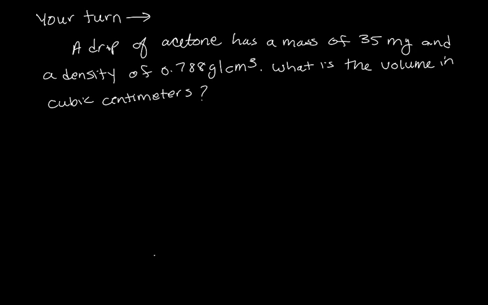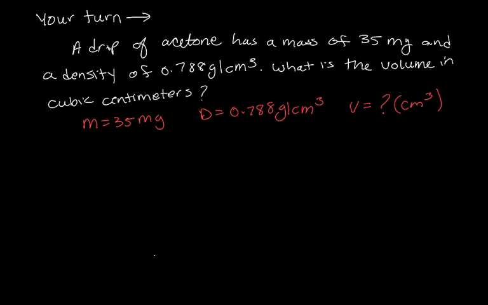Well, we always have to write our givens, so we know what we are solving for. So our mass is 35 milligrams. Our density is 0.788 grams per cubic centimeter, and we want to know our volume in cubic centimeters. Okay, so we're going to use our density as a conversion factor, because it's saying that for every 0.788 grams, there is 1 cubic centimeter. So this is a mass to volume conversion.